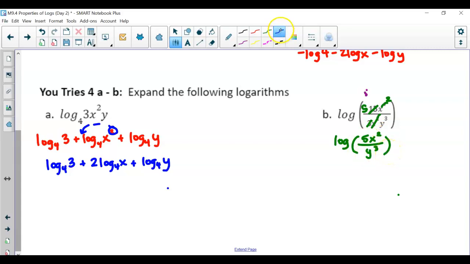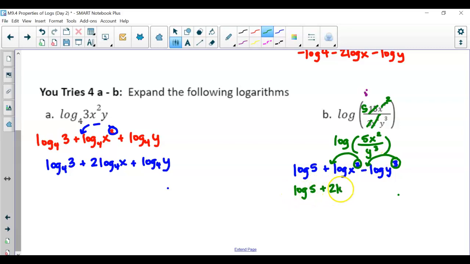So now to expand this, here we go. We've got log of 5 plus, because multiplying, log of x squared. Then dividing, so minus log of y cubed. Then here we have your exponents. Bring the product or power down as your coefficient. So fully expanded: log of 5 plus 2 log of x minus 3 log of y.